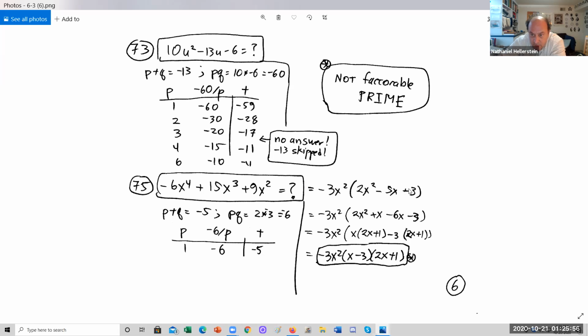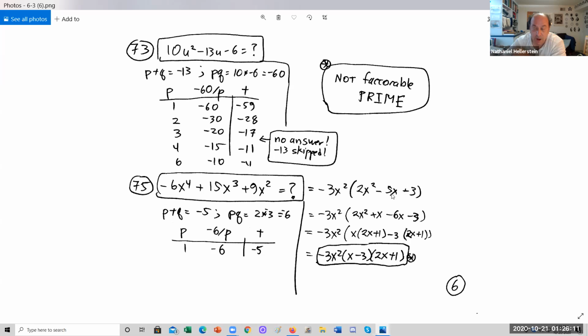It's a little ambiguous here. I don't like ambiguity. Anyhow, so we need two numbers, p and q, whose sum is negative 5 and whose product is 2 times negative 3, which is negative 6. And 1 and negative 6 works fine.